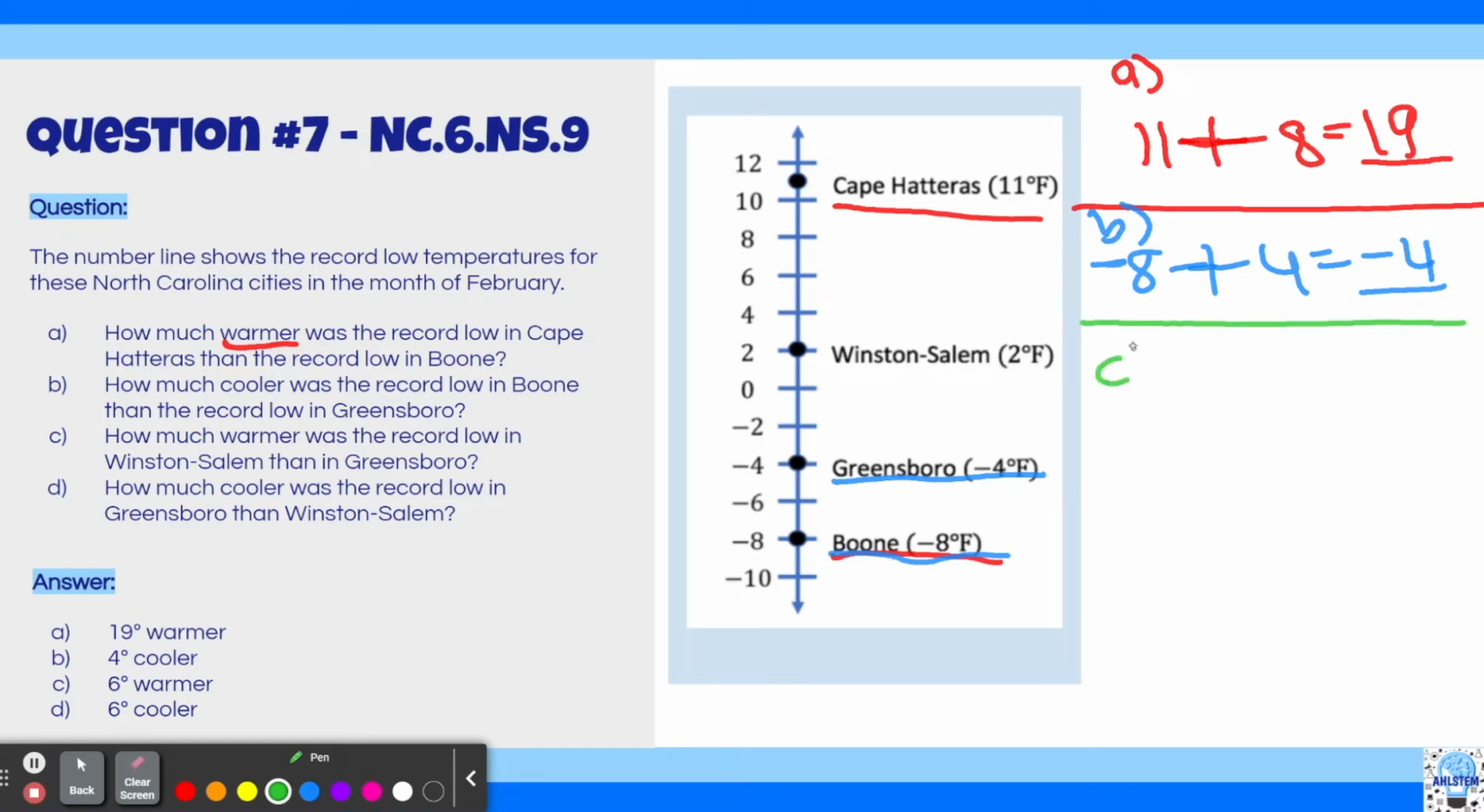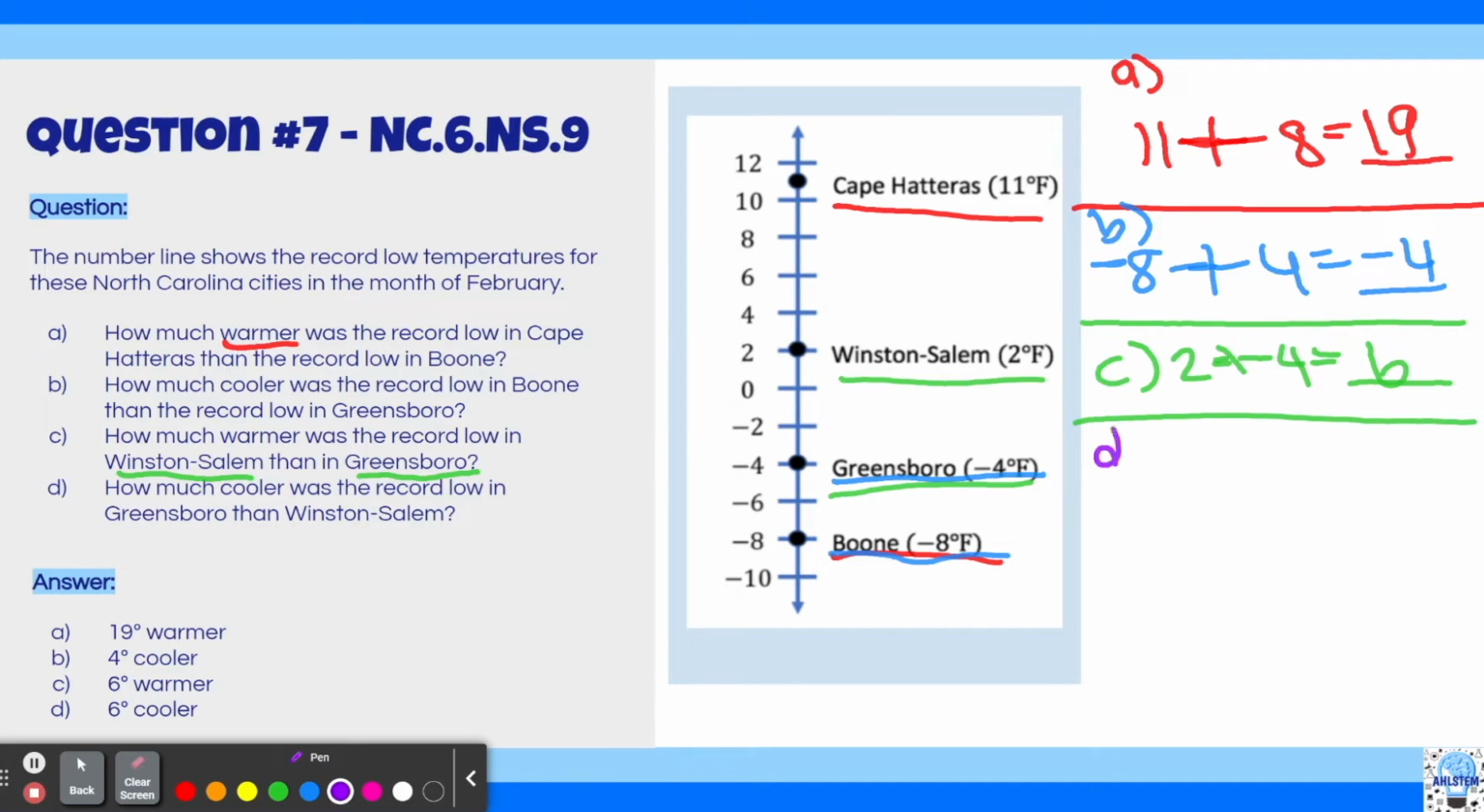Let's do C. How much warmer was the record low in Winston-Salem than in Greensboro? So Winston-Salem and Greensboro. Let's do it. 2 minus negative 4. Remember, the difference between Winston-Salem and Greensboro. That means Winston-Salem has to be first. Okay? 2 minuses make a plus. That is 6. Our answer is 6 degrees warmer. Last one.